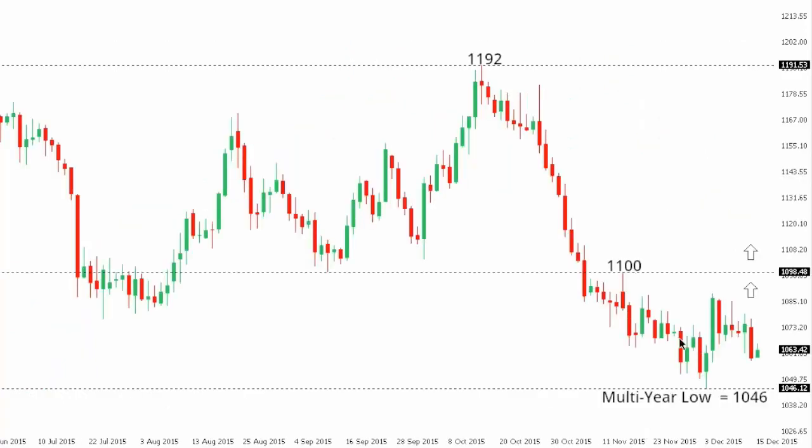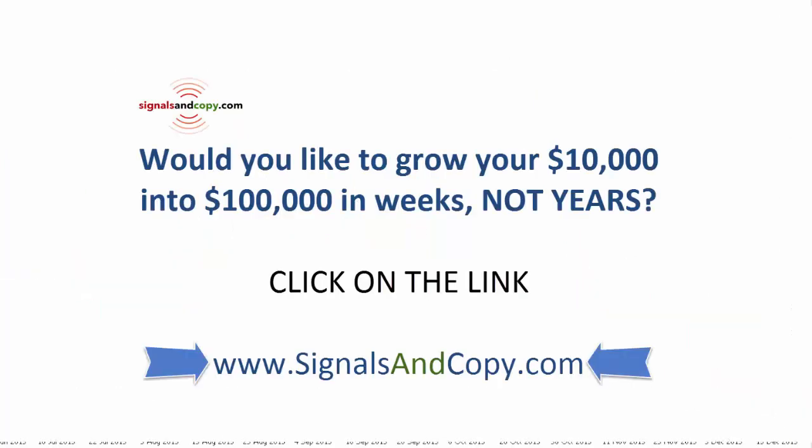Gold. So gold has been consolidating off recent multi-year lows at 1046, but the market is showing signs of the formation of a potential base. A break back above 1100 would, however, be required to open the door for an acceleration to the top side and alleviate immediate downside pressure. However, inability to take out 1100 followed by a break back below 1046 would expose major psychological barriers further down at 1000.